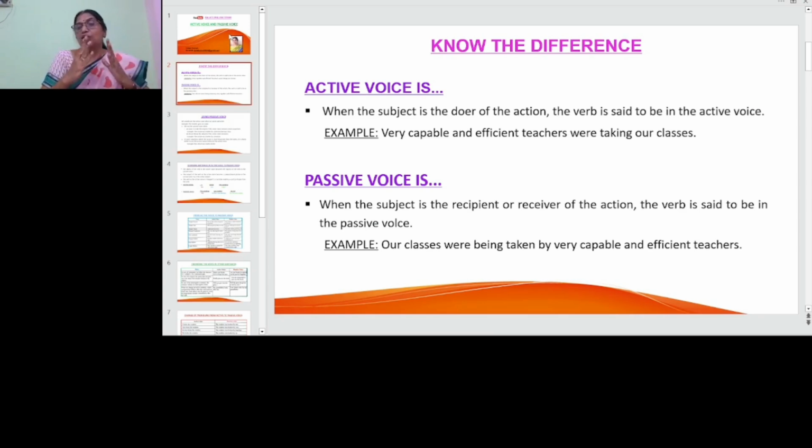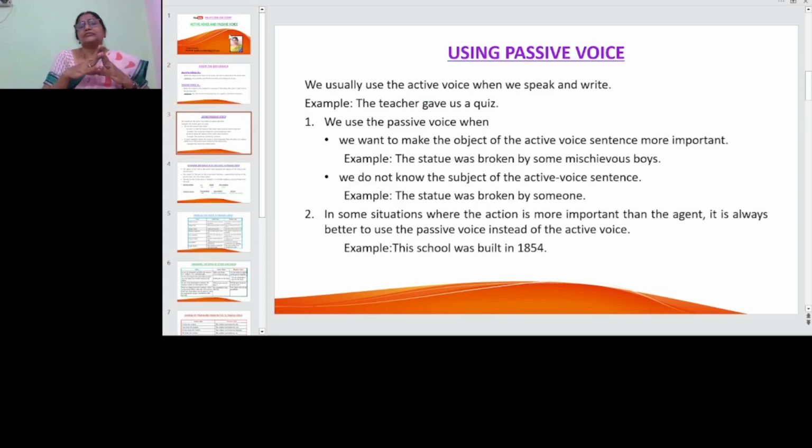Did you identify what changes we made here? The subject has become the object, the object has become the subject. So other rules we will learn. Now, how to use passive voice? When we use the passive voice, we have to make the object of the active voice sentence more important. So we have to give importance to the object and not the subject.